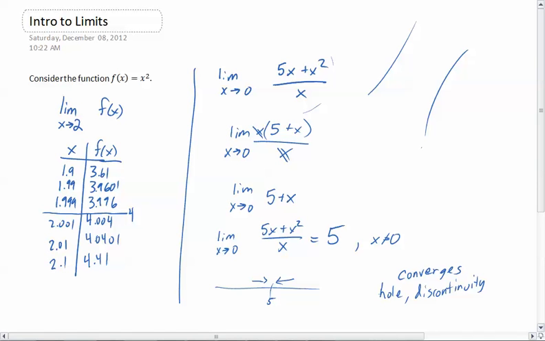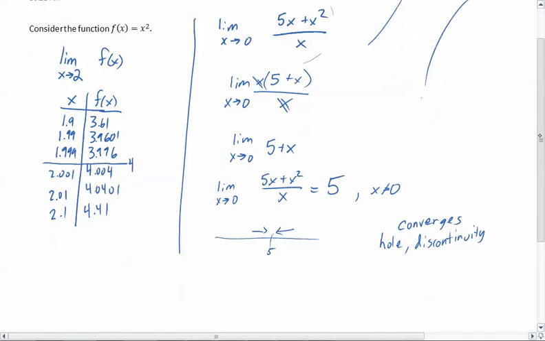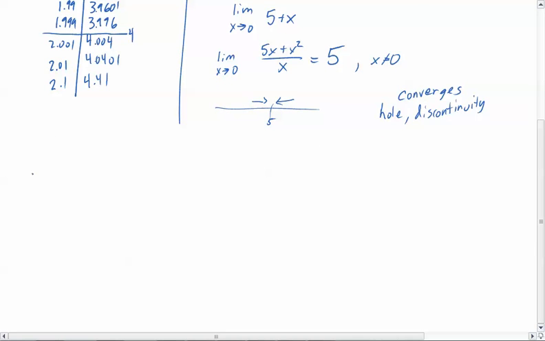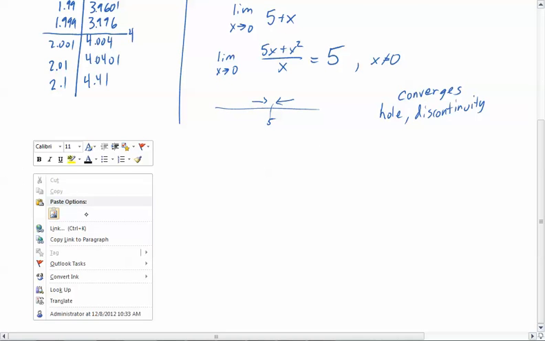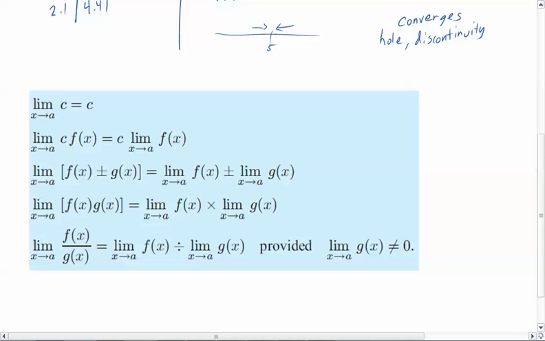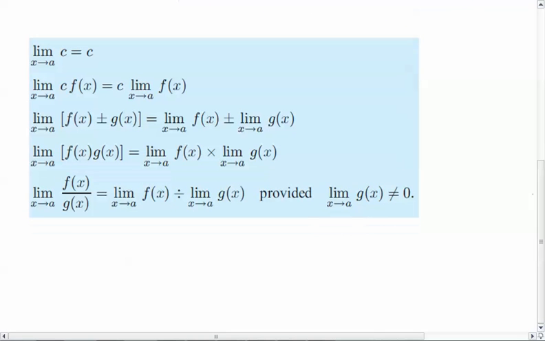All right, so let me just show you a couple more things. I want to introduce you as well to the rules dealing with limits. So here we go. Limits. Sorry, I said logarithms. So with limits, okay? The limit as x approaches the number of a constant is a constant. Now that should make sense.